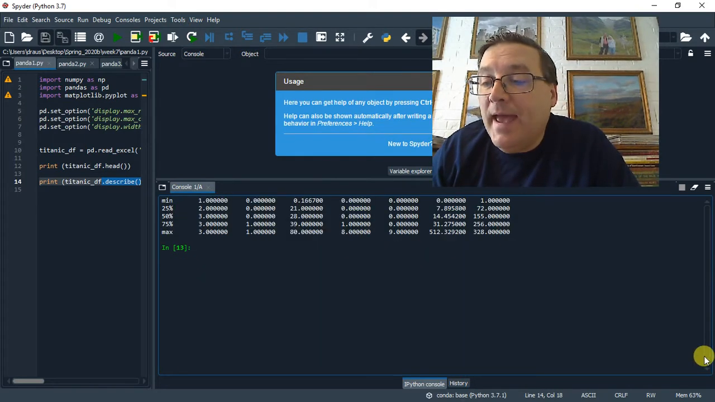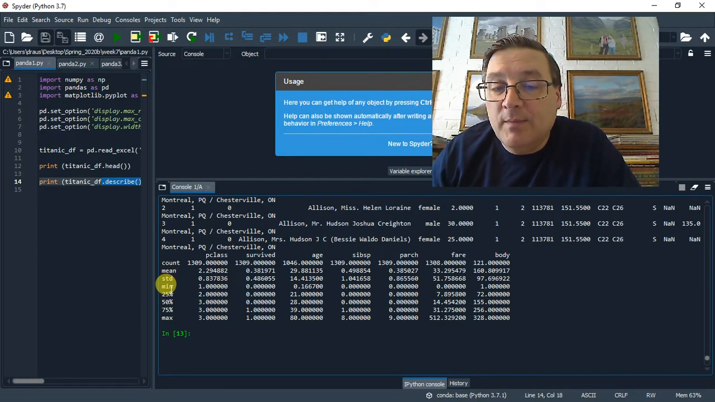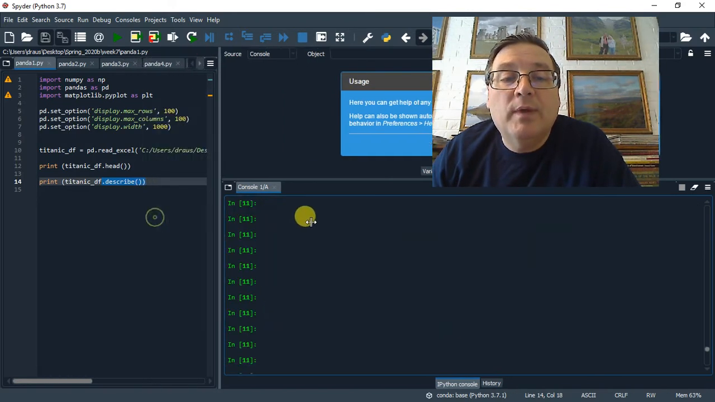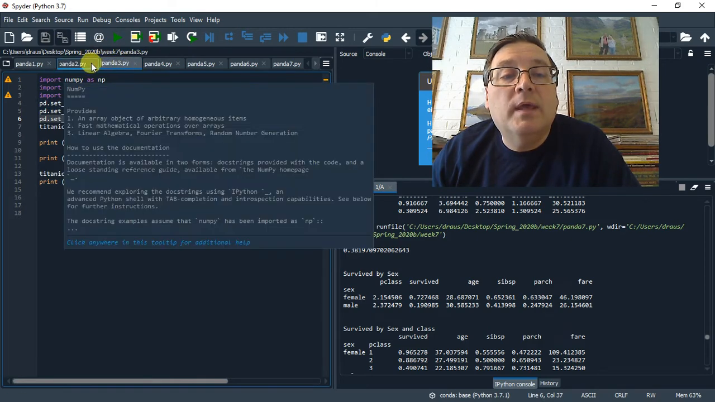If we look at the descriptive statistics, we can see we get count, the mean, the standard deviation, the minimum, and then the quartiles down at the bottom. And what we want to look at is survived here, and the mean survival rate is listed as 0.38, and as you can see, if we run the next one, we can.